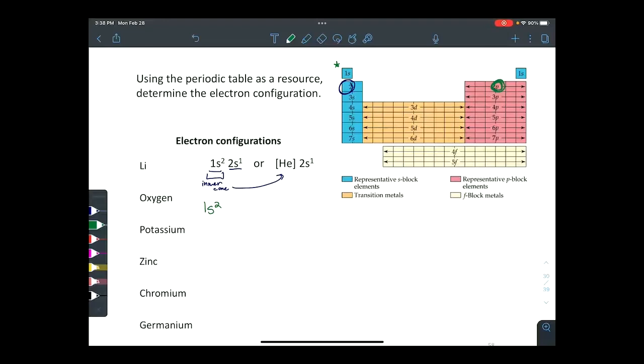Okay, so 1s2, that brings us to helium. Then we say 2s, 2 of them, that brings us to beryllium. Now we can go from boron to oxygen, and that is our 2p. So how many electrons within our 2p do we have to place to get to oxygen? 6? 4 of them, yes. All right.